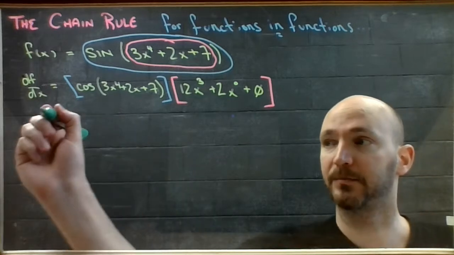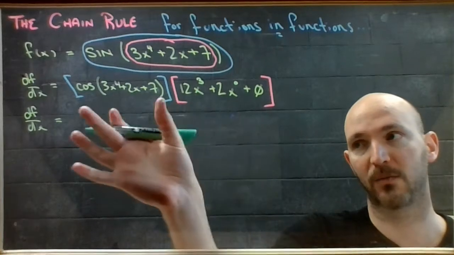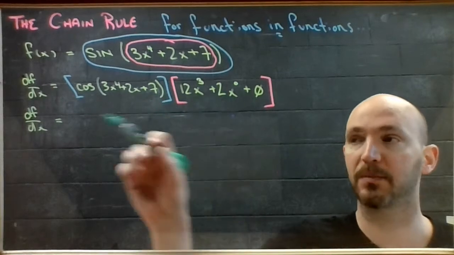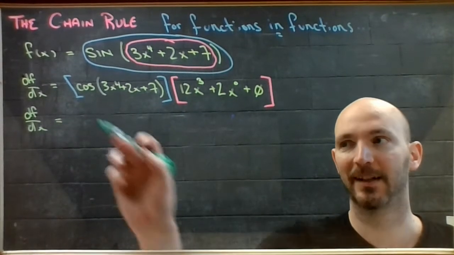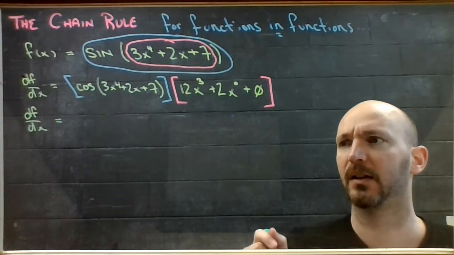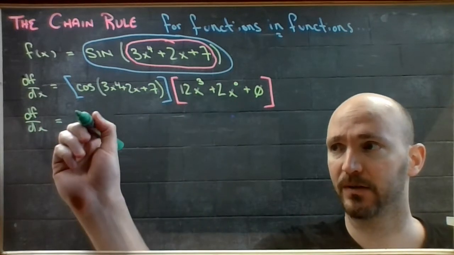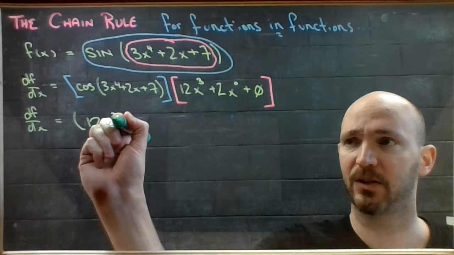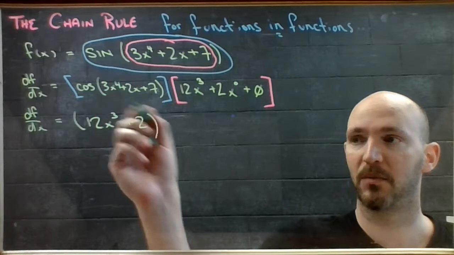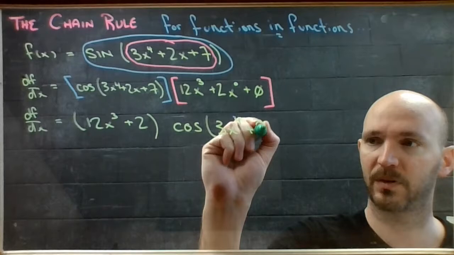So to clean this up, it is a good habit to write things that are multiplying cosines in front. That way you know that it is this multiplied by the cos of that, not the cosine of these two things multiplied. That's a subtle difference. But it will help to write it out this way. So I'm going to write this bracket first. It's 12x cubed plus 2. X to the 0 is just gone. Multiplied by the cosine of 3x to the power 4 plus 2x plus 7.